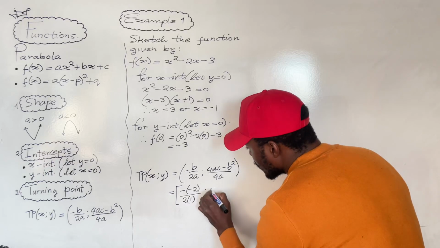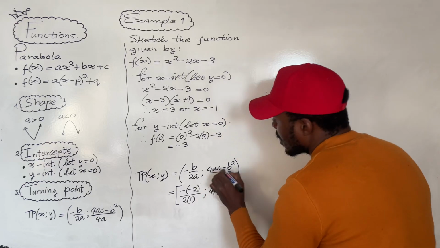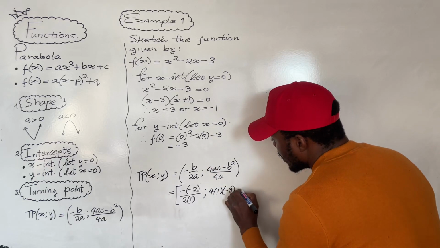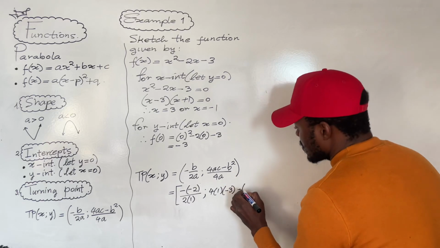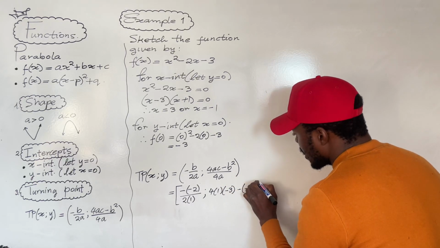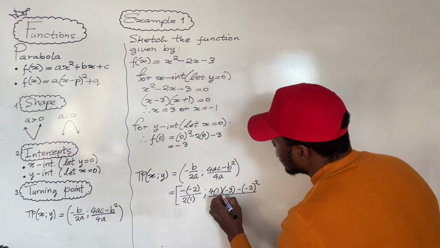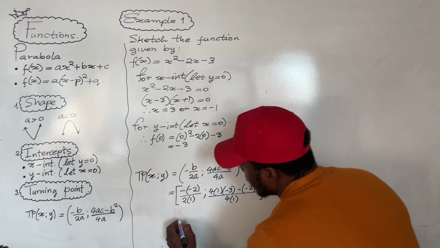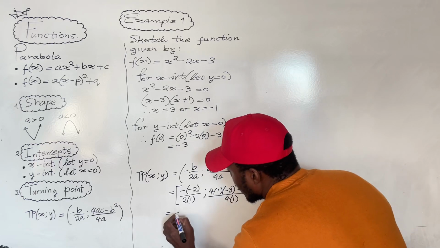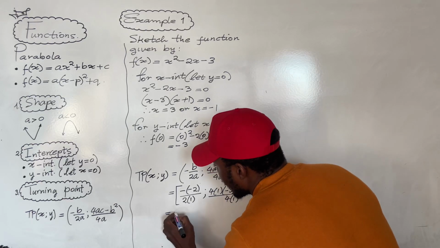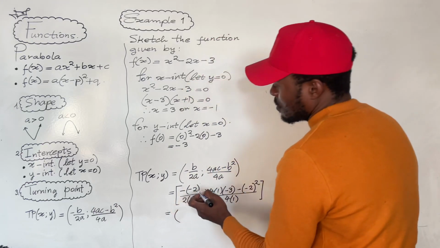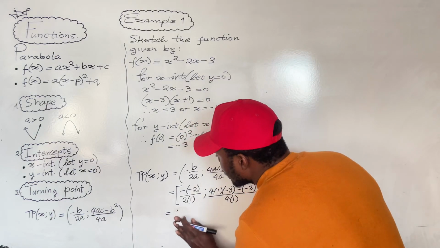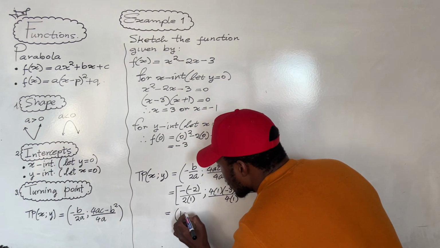Now coming to the y coordinate, we substitute. We have 4 times a, which is 1, times c, which is equal to minus 3, then minus b squared, where b is minus 2, so minus 2 all squared, all over 4 times a, and a is 1. Now let's determine the final answer. Minus into minus 2, we have 2 all over 2 times 1, which is 1. Therefore, the x coordinate of our turning point is 1.